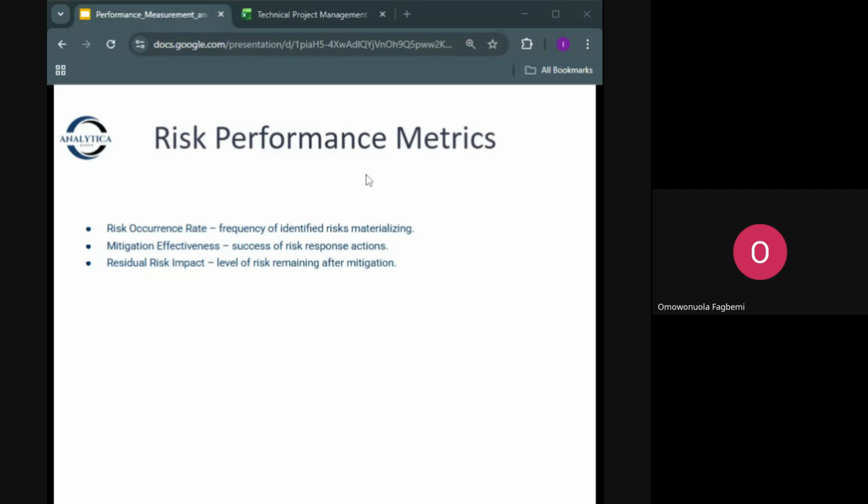Now, risks are uncertainties. Some happen, some don't. So we track the risk occurrence rate. If 2 out of 10 identified risks materialize monthly, that is 20% of all risks.